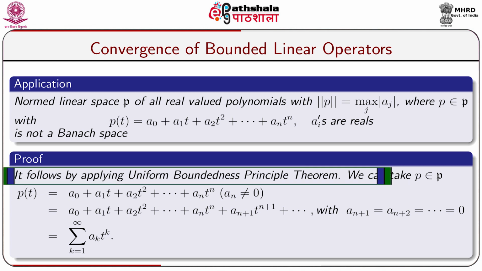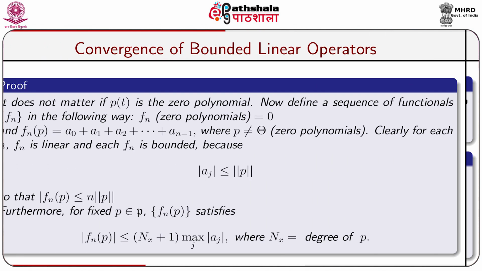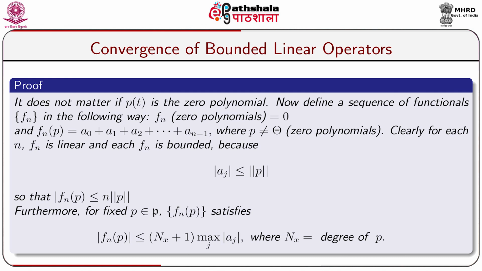It follows by applying the uniform boundedness principle theorem. We can take P belonging to curly P in the form Pt equal to A0 plus A1t plus A2t square plus dot dot dot plus An t to the power n, where An is not equal to 0. This is equal to A0 plus A1t plus A2t square plus dot dot dot plus An t to the power n plus An plus 1 t to the power n plus 1 and so on, with An plus 1 equal to An plus 2 equal to dot dot dot equal to 0, and that can be written as sigma k equal to 1 to infinity ak t to the power k. It does not matter if Pt is the 0 polynomial.